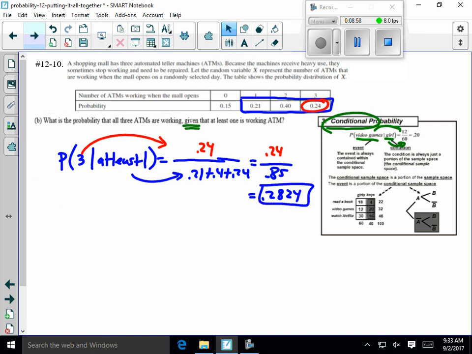Okay. Could we do this another way? There is another way we could do this. The conditional probability means we could use the conditional probability formula. So let me see how we could do that.